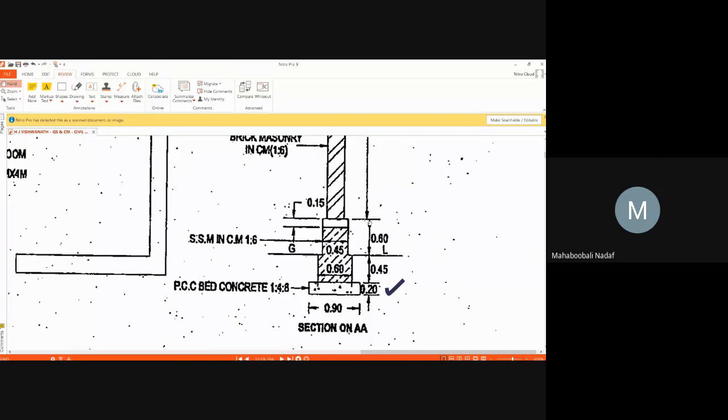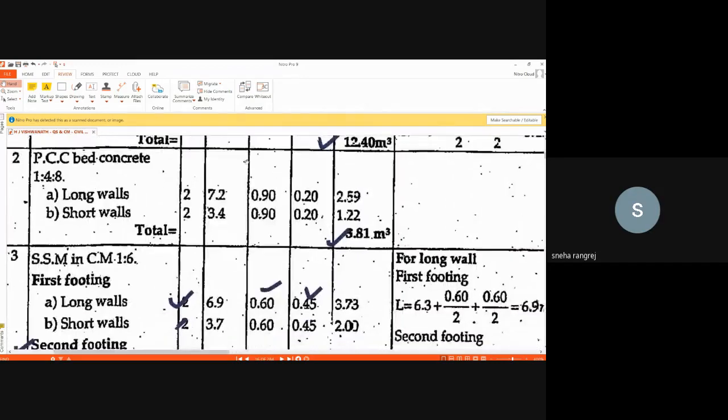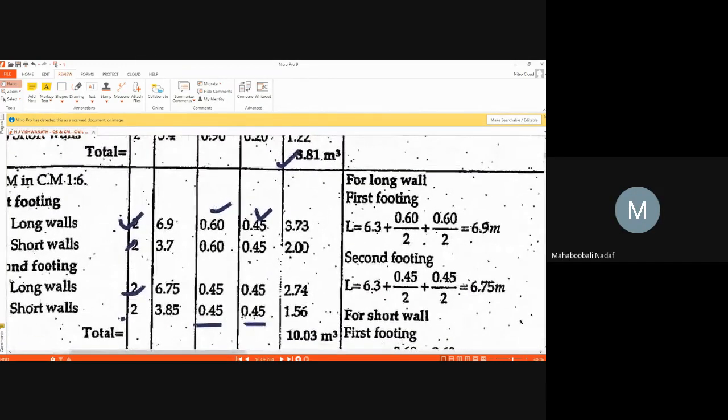Total height they have given is 0.6. From that, this DPC height should be deducted. 0.6 minus 0.15 is 0.45. 0.6 minus 0.15 of DPC is the height of this second footing of stone masonry, that is 0.45. Width is given directly as 0.45. Is that clear for everyone? Yes, sir.